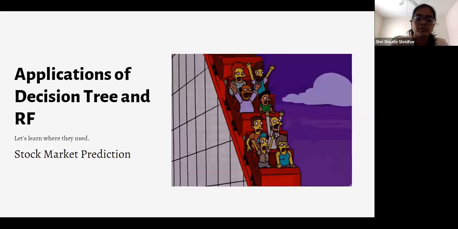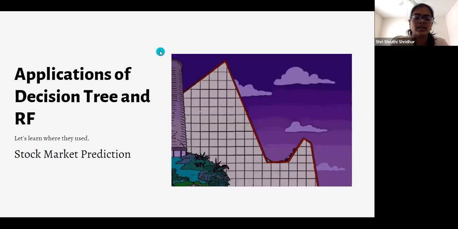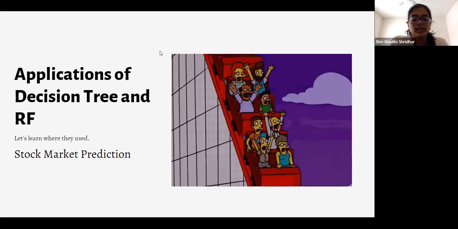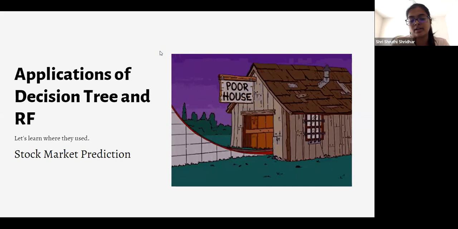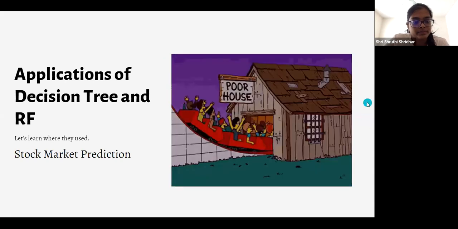Similarly, even investment bankers use stock market prediction to decide what to be done. There are a lot of use cases of decision tree and random forest in the financial sector. Let's go on to the next one.